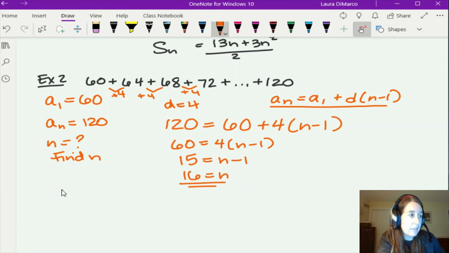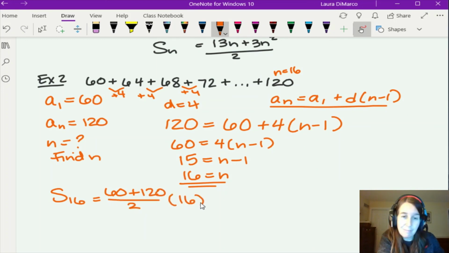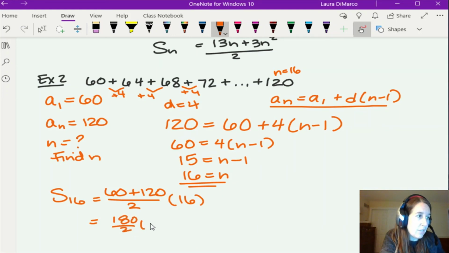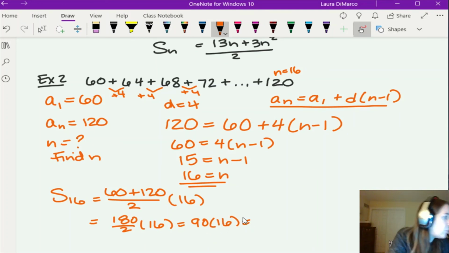Now I can easily find the sum of the first 16 terms. So this is n equals 16. That's what that meant when we found that. So the sum of the first 16 terms is going to be the first term plus that 16th term over 2 and times 16, times n. So I'm looking at 60 plus 120 is 180 over 2 times 16, or 90 times 16, which is 1,440.